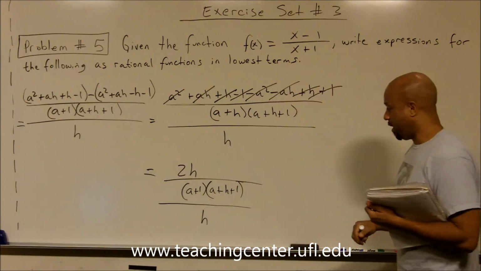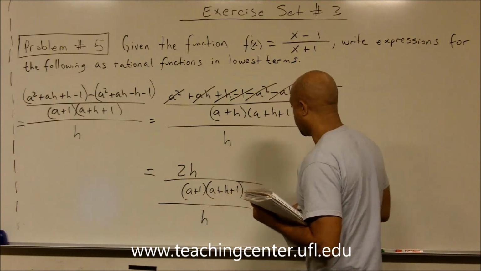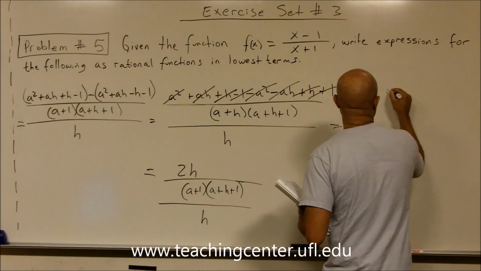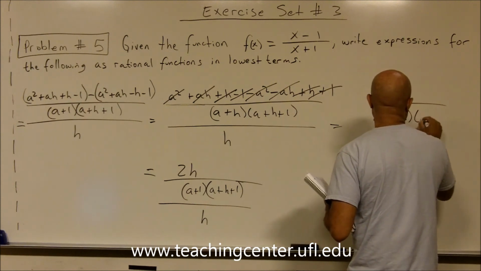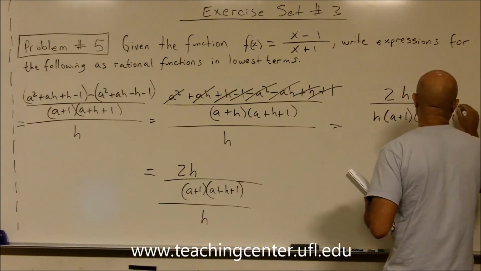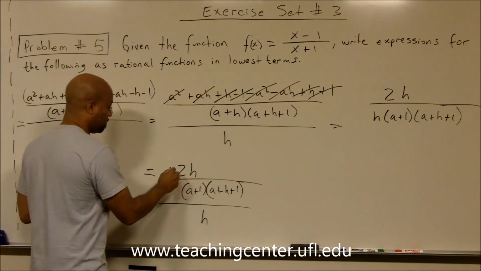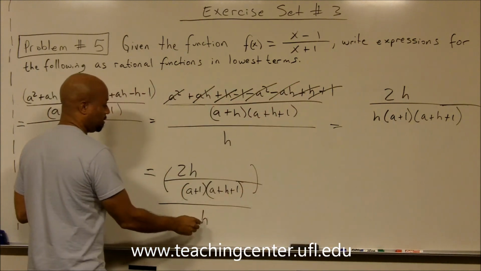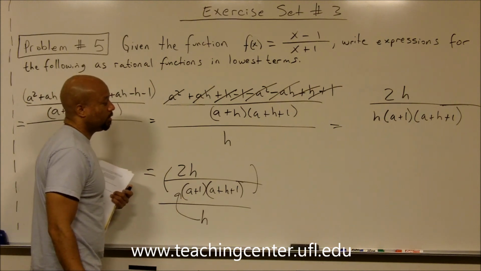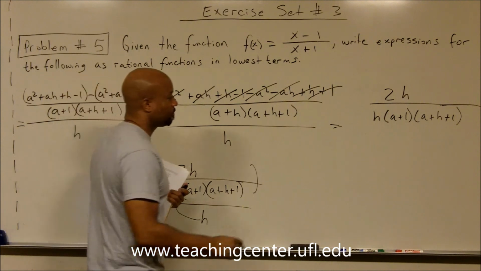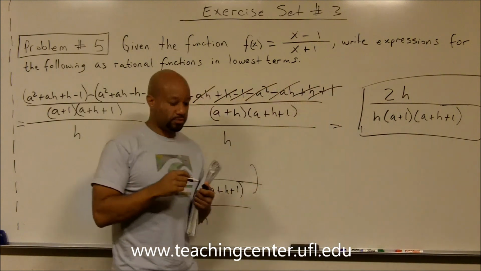All right? And we can bring this into this denominator. So 2h over h, a plus 1, a plus h plus 1. And all we simply did was, since this fraction here was divided by h, this h will just go to the denominator, because we're just going to multiply by the reciprocal. So this is actually the simplified solution.